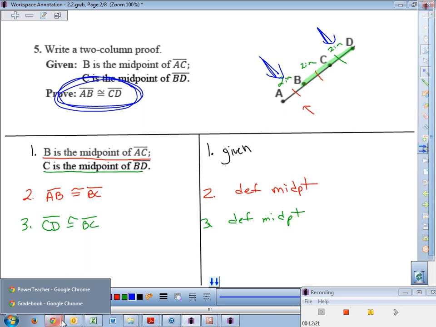Look at what we have written down. Segment AB is congruent to segment BC. We also have segment CD congruent to segment BC. Do you notice anything about those 2 statements? Segment BC is common to both of those. What can we do with stuff that's common? We can do the transitive property, which means we will do what to these guys?